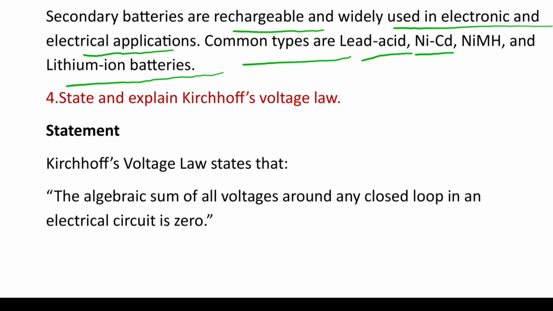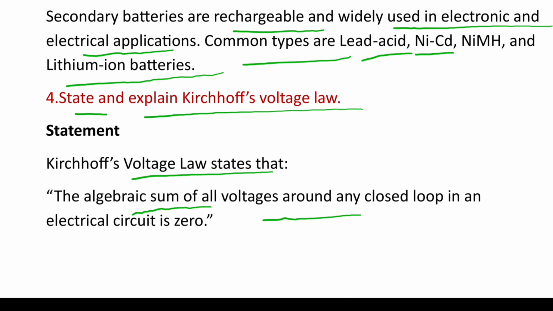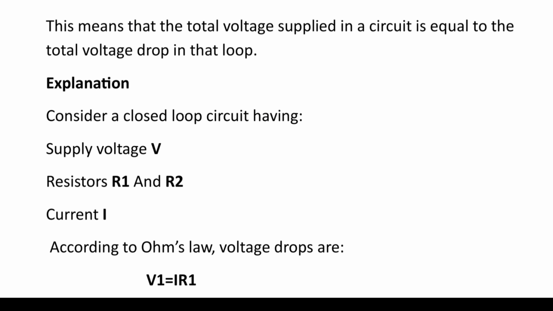So next question: state and explain Kirchhoff voltage law. Coming to the statement for Kirchhoff voltage law, the algebraic sum of the voltages around any closed loop in any electrical circuit is zero. This means the total voltage supplied to a circuit is equal to the total voltage dropped in the loop.